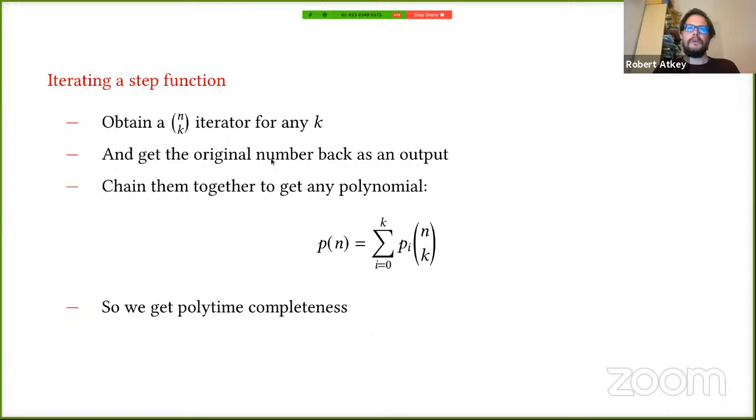So then we can chain them all together. And because these binomial coefficients form a basis for the polynomials, any polynomial can be expressed in this form. And so for any polynomial runtime, we can build up enough of these iterators all chained together to get polytime completeness. Okay, so partly these are to show you that these systems are complete, but also to give you an idea of how it works to program in them.